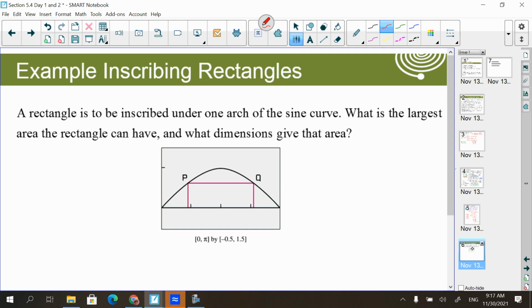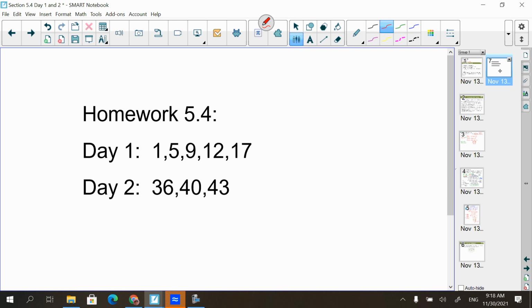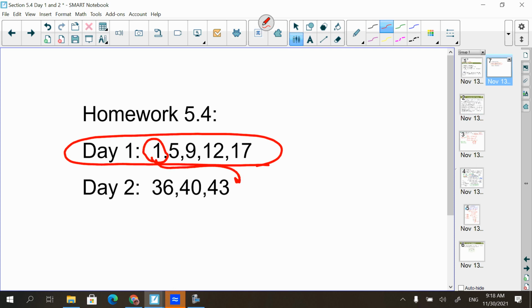I think that's a good place to stop for today. This here has both days on it, but this one here is one problem. So tonight you should do just these problems, 1, 5, 9, 12, and 17. Let me just double check. Yeah, we're going to have to move this one down to tomorrow, because number one is just like this last problem. All right, so 5, 9, 12, and 17.